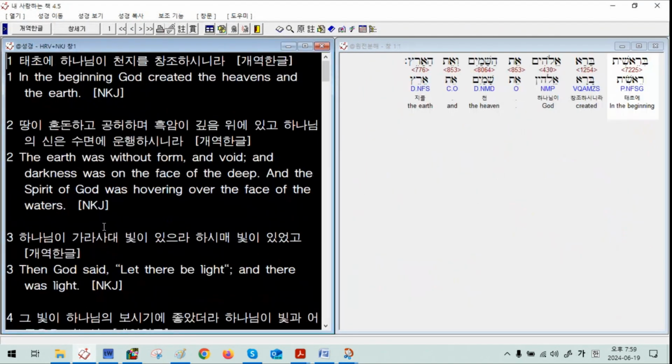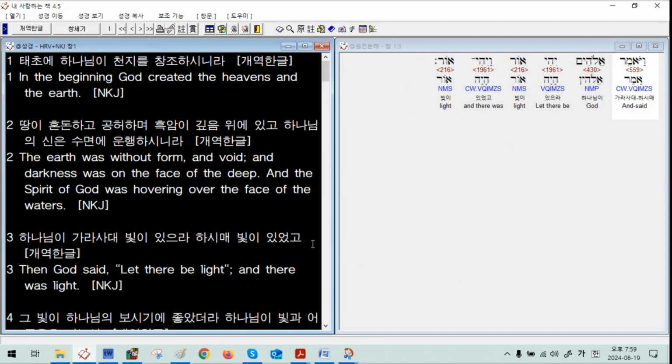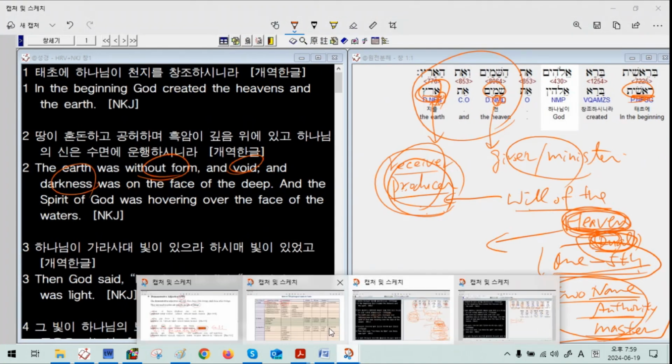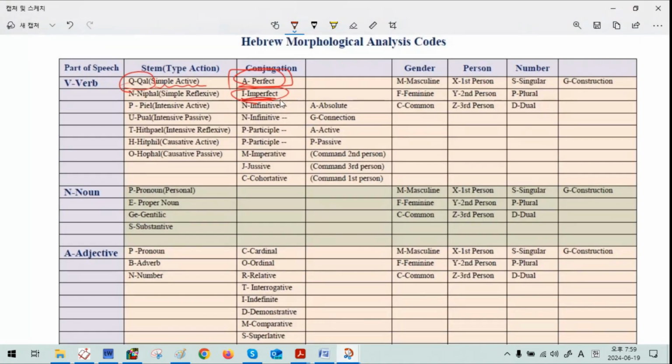So go back to Genesis chapter 3. Then he said imperfect status. You see here VQI. Whenever you see the VQI, that's the imperfect. Okay.